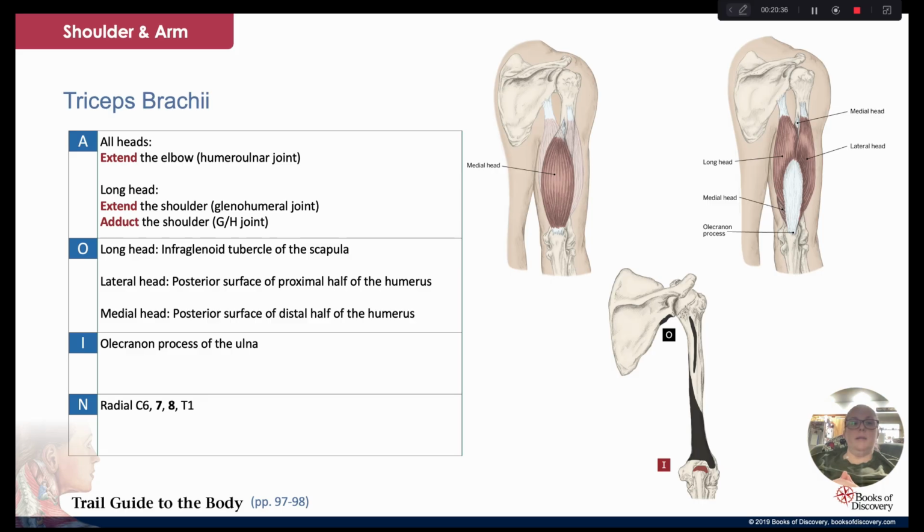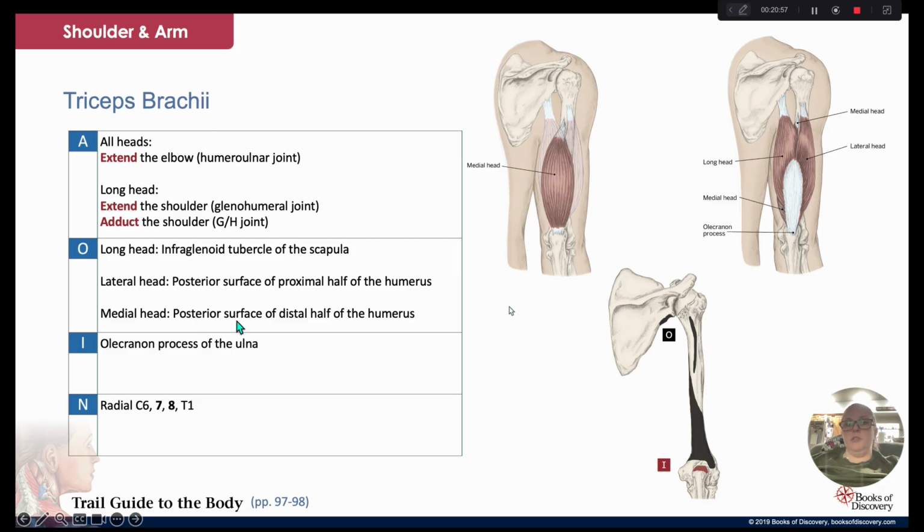If we're just talking about the long head, it's going to extend the elbow, and it's going to adduct that shoulder at the glenohumeral joint. So this joint here, it's going to adduct. Oh, wait, I'm sorry. We have abduction. Adduct the shoulder. Okay.